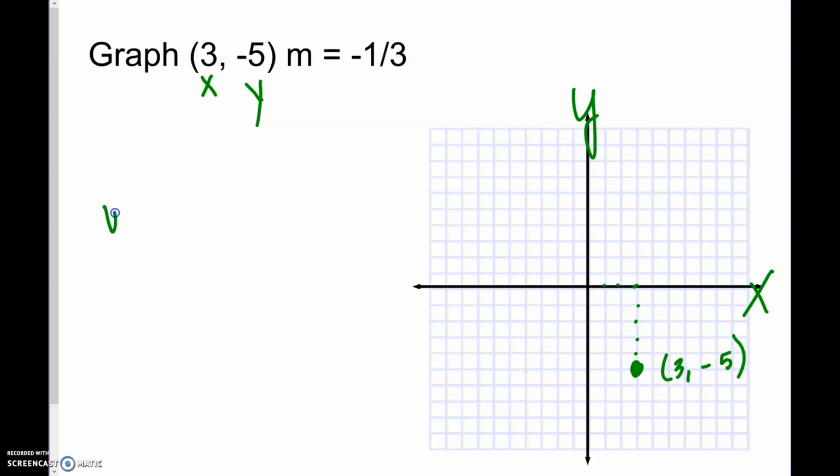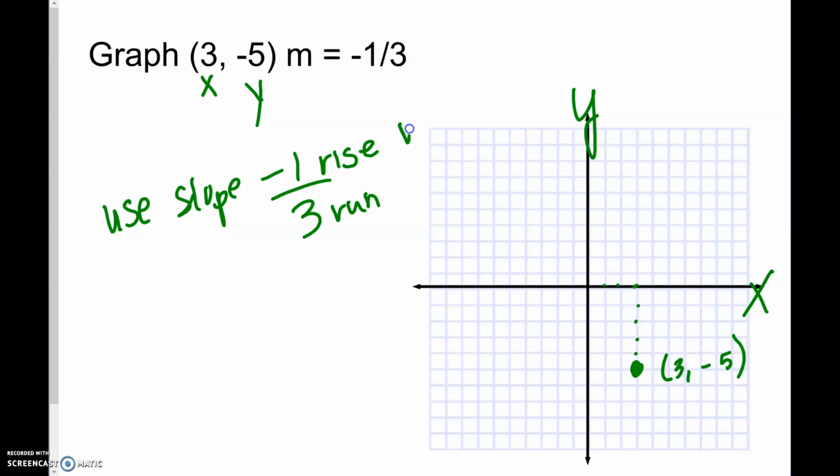Now we're going to use slope to find another couple points on here. So we have negative 1 over 3. Remember, slope is always rise over run. Okay, I like to go up and then either left or right.